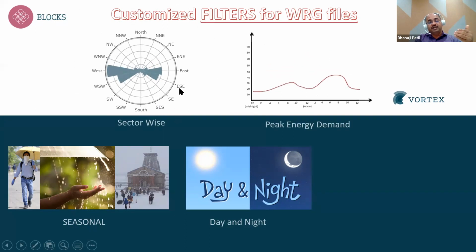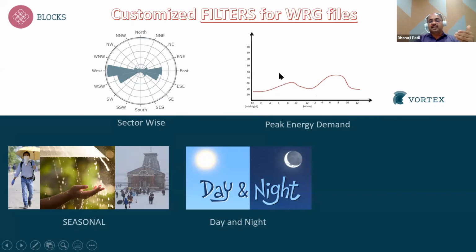We can filter a WRG output based on sector-wise filtering. Whenever we want to study any new site, usually we are going to have some nearby wind farm, and we must be expecting some wakes from that wind farm. So we can filter out that particular sector's WRG file, and we can do the analysis by applying the wake effect for that particular sector, and the remaining sectors without the wake effect. So we can use the sector-wise filter.